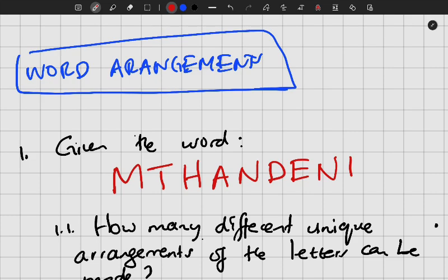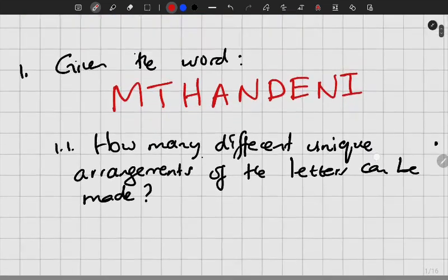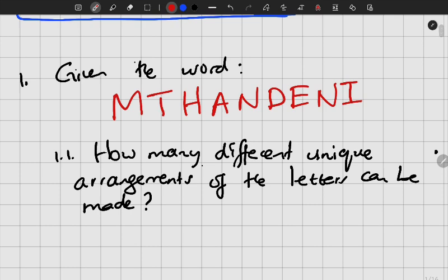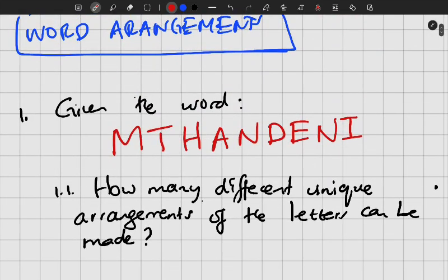Okay, so first question, we're given this word. Before we even look at the questions, we just need to understand how many letters it has, how many are repeated, and all of that stuff. So let's start with that. That should always be your first step when you're given a word: understand how many letters there are.